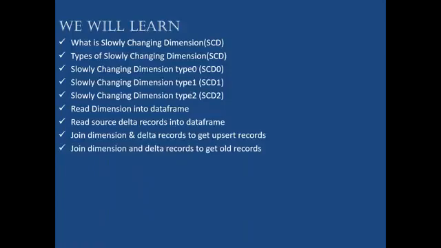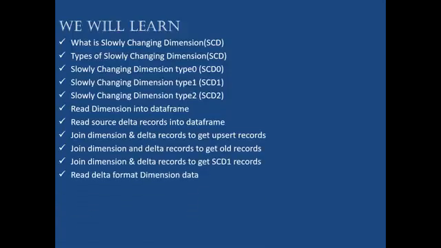Join the dimension and the delta records to get the old records. So we need to do some kind of joins to get the old records and updated records, and take those to overwrite the target to implement SCD1. And these are all the same. Then read data in Delta format, dimension data. First we will implement SCD1 with the joins. Once that is completed, I will show you how to implement it with Delta Lake.